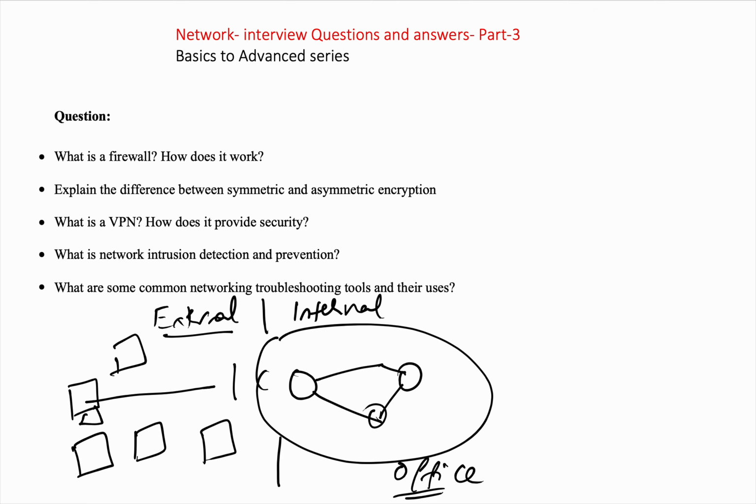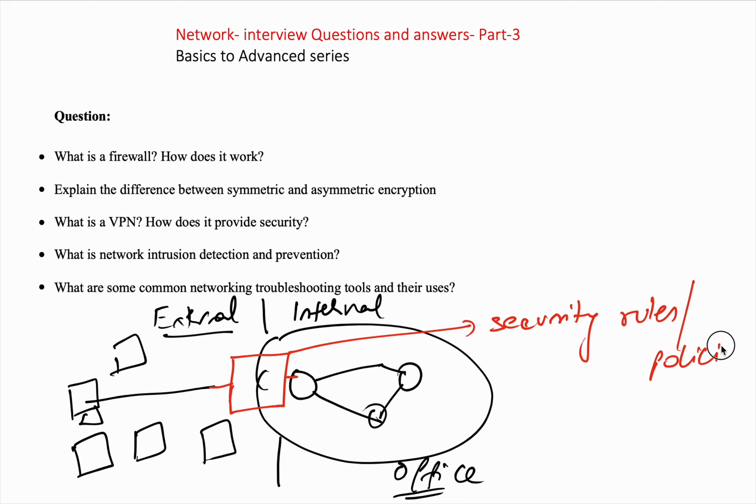So in the middle, right here, we'll put in a thing called a firewall. And we can use some rules on this, security rules, policies. So using these rules and policies, we can make sure that the internal network is secure.